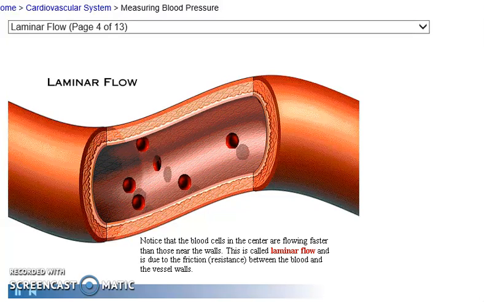Notice that the blood cells in the center of the vessel are flowing faster than those near the walls. This is called laminar flow and is due to the friction, the resistance, between the blood and the vessel walls.